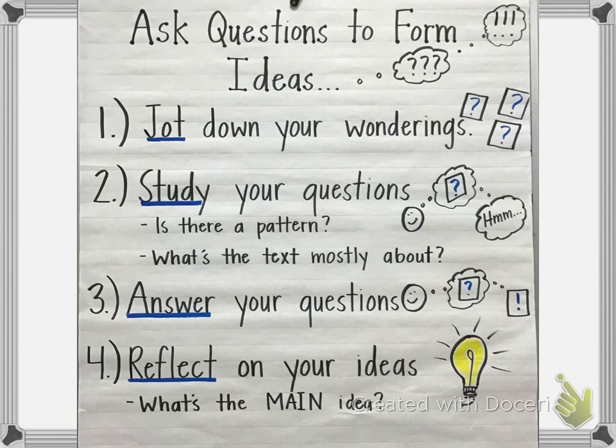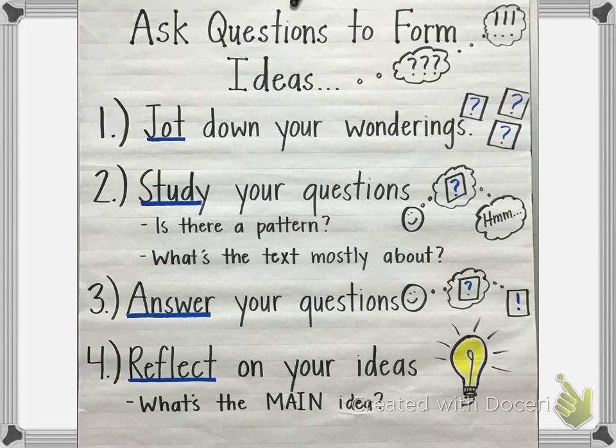So after you do that, it's important to study those questions and look at all of them together and think, is there a pattern in these questions? And do they connect? Are they kind of similar? And that will help you answer what the text is mostly about. So then, number 3, the third step in this process or this strategy is to answer your questions.